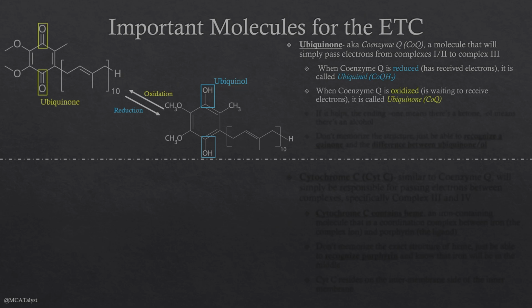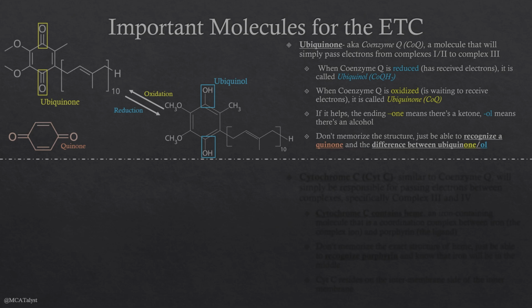Then whenever coenzyme Q passes its electrons on to complex 3, or it's just waiting to receive electrons, it doesn't have the electrons, it is oxidized, and now we just call it ubiquinone or coenzyme Q. Like I alluded to a second ago, in organic chemistry, the naming "-one" means there's a ketone involved, which you can see in ubiquinone. The ending "-ol" means there's an alcohol. You can see that in ubiquinol. Like I mentioned, you don't need to memorize the structure. You just need to memorize a quinone and know the difference between ubiquinone and ubiquinol.